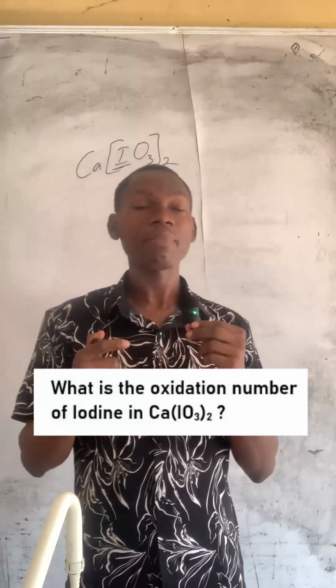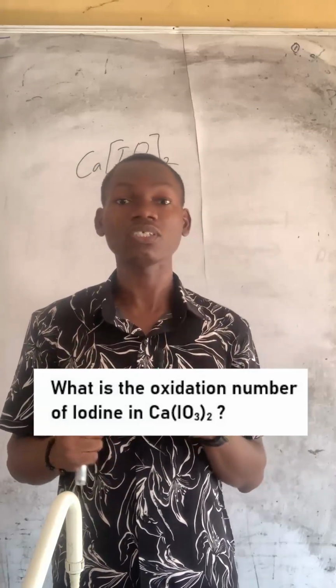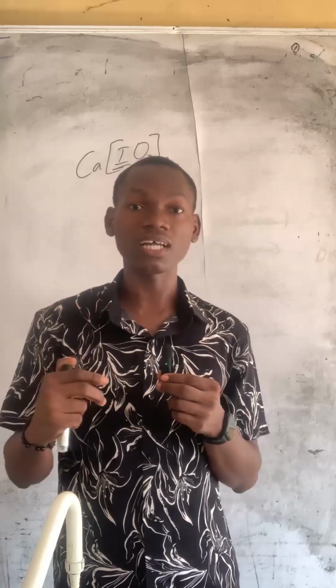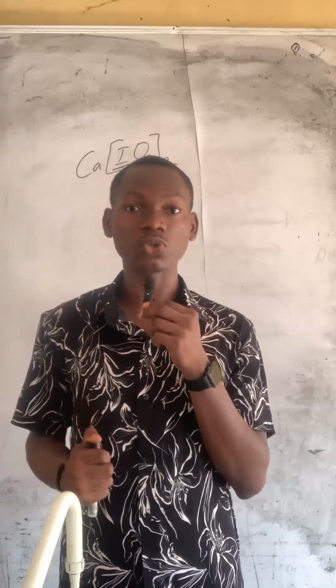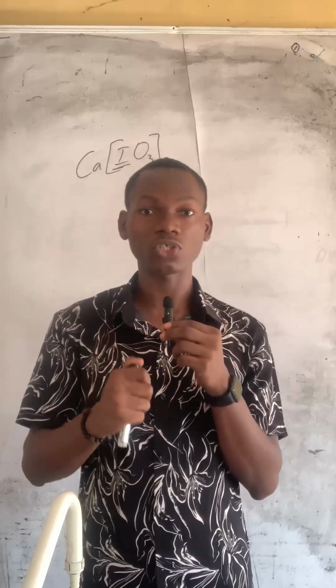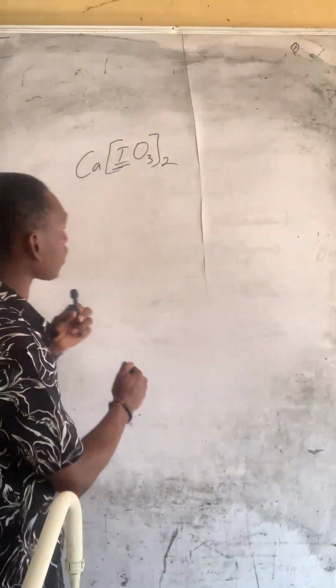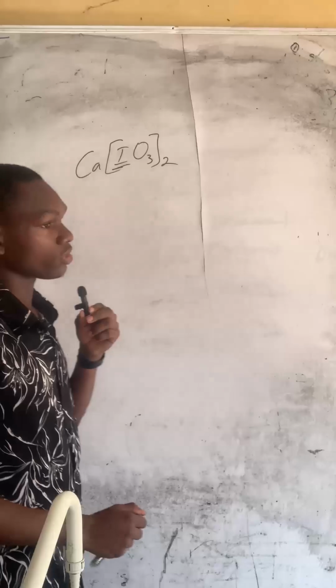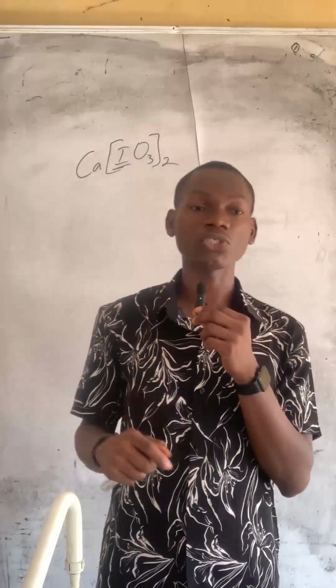First of all, I made a video on the steps of calculating oxidation number. So if you want the breakdown steps of calculating oxidation number, you can go and check out my previous video on how to calculate oxidation number. But let's simply trash out this particular question. How to calculate the oxidation number of iodine in calcium iodate?